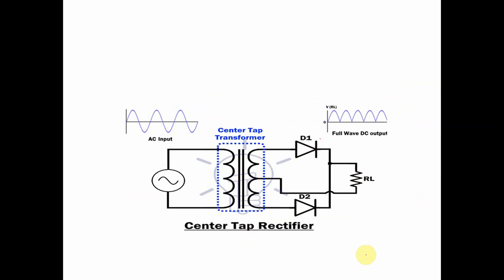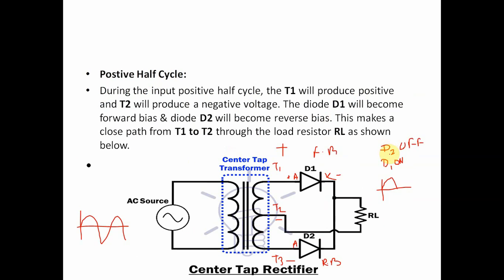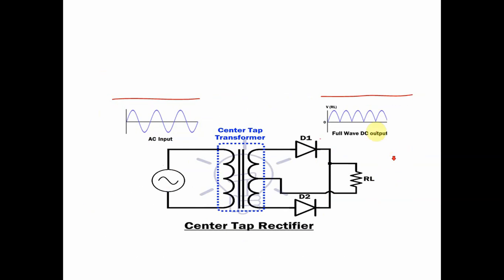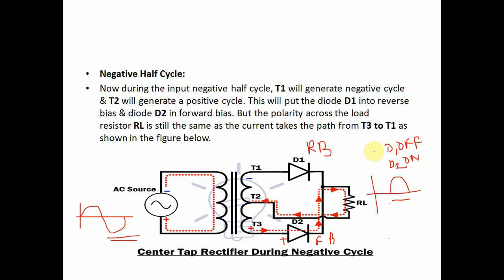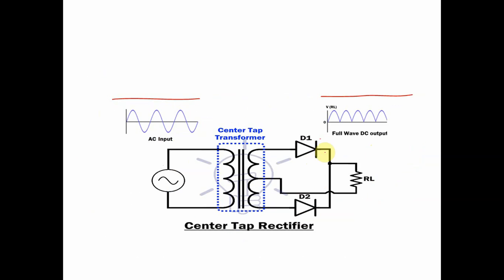So this is the final waveform of the center tap rectifier. This one is the input waveform and this one is the output waveform. In the positive half cycle, diode D1 is on and D2 is off, and during the negative half cycle, diode D1 is off and D2 is on. In this way, we will write here D1 on, D2 off, D1 on, D2 off.